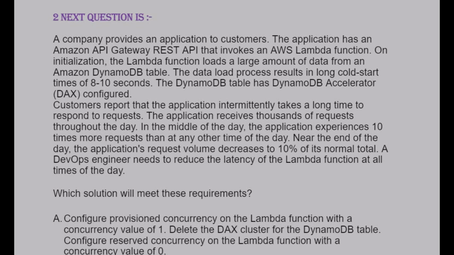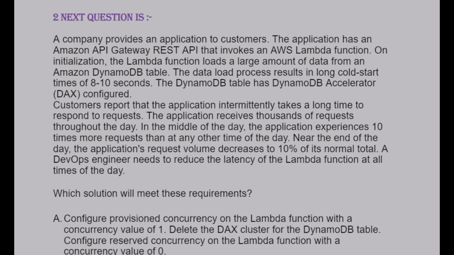The DynamoDB table has DynamoDB Accelerator (DAX) configured. Customers report that the application intermittently takes a long time to respond to requests. The application receives thousands of requests throughout the day. In the middle of the day, the application experiences 10 times more requests than at any other time of the day. Near the end of the day, the application's request volume decreases to 10% of its normal total.